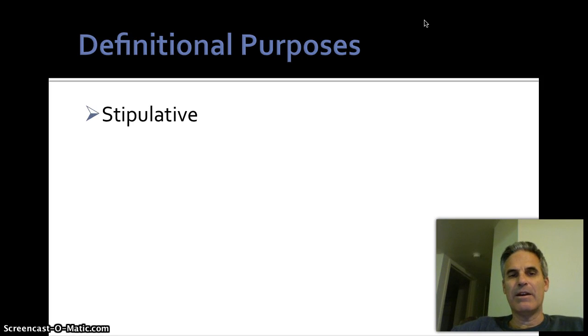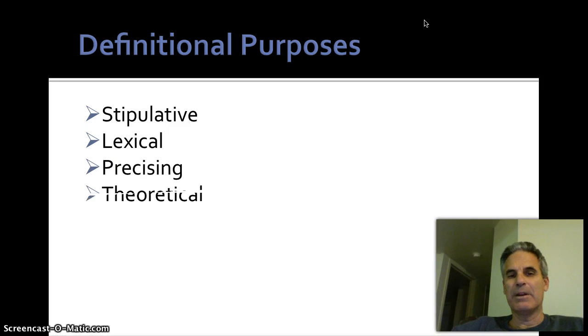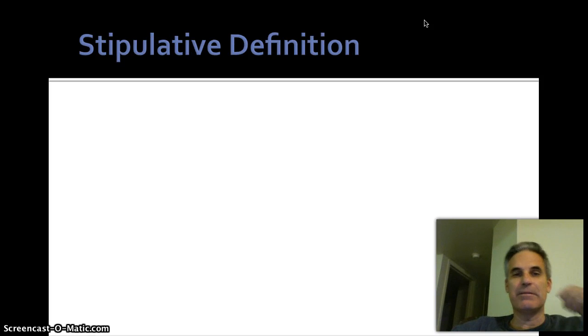They are stipulative, lexical, precising, theoretical, and I know I need to quit playing with the animation, but I couldn't help myself, and persuasive. We're going to talk about each of these separately, and your goal is to be able to look at a definition and determine which one of these it is. So let's start with stipulative.